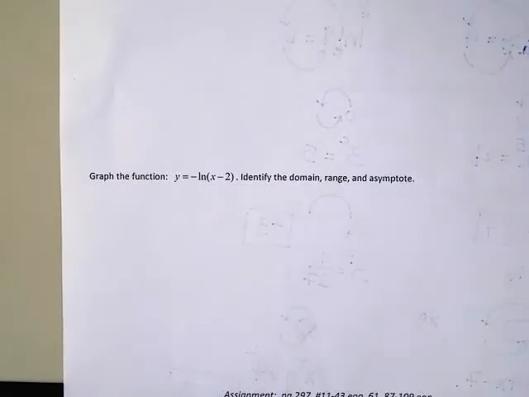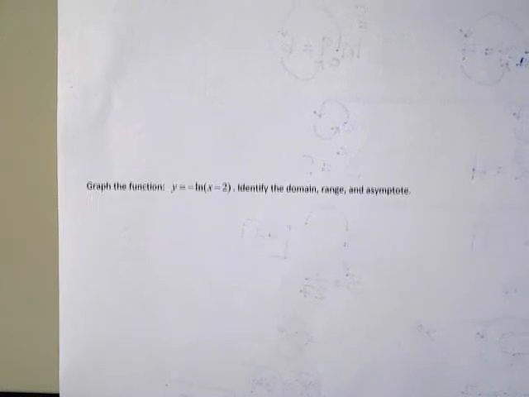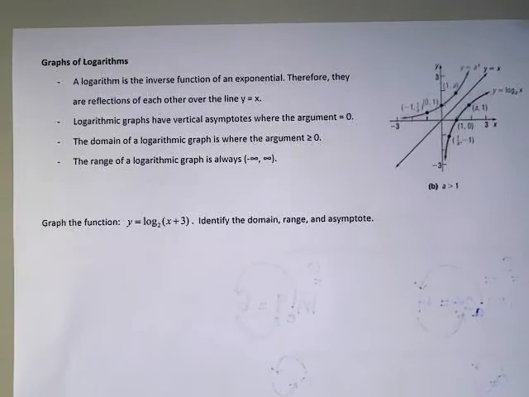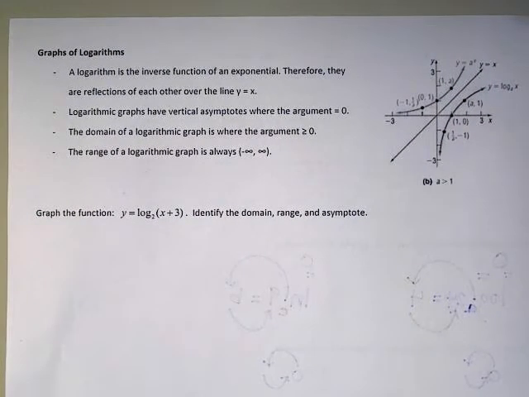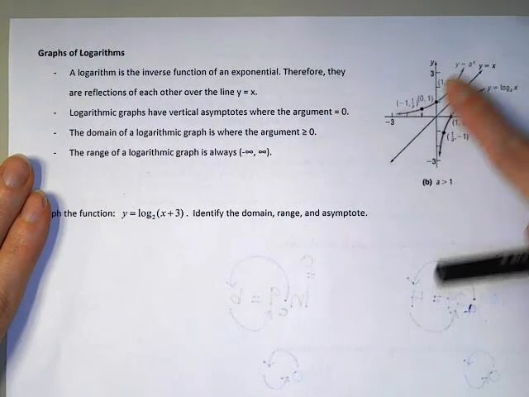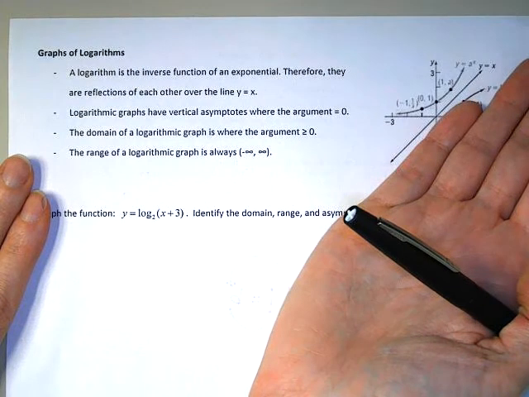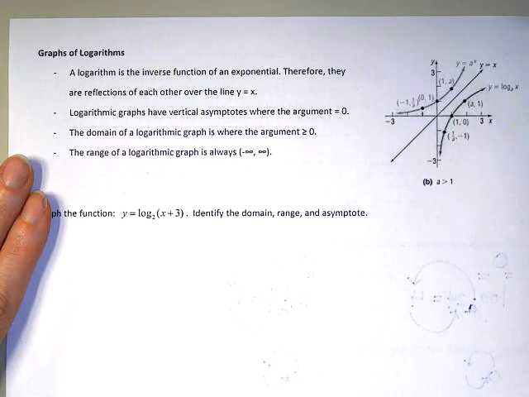Okay, flip it over. Graphs of logs. Turns out that the graph of a log is the inverse of the graph of an exponential. Okay, so if this is the graph of an exponential, a log graph is just a reflection over the line y equals x of that graph.